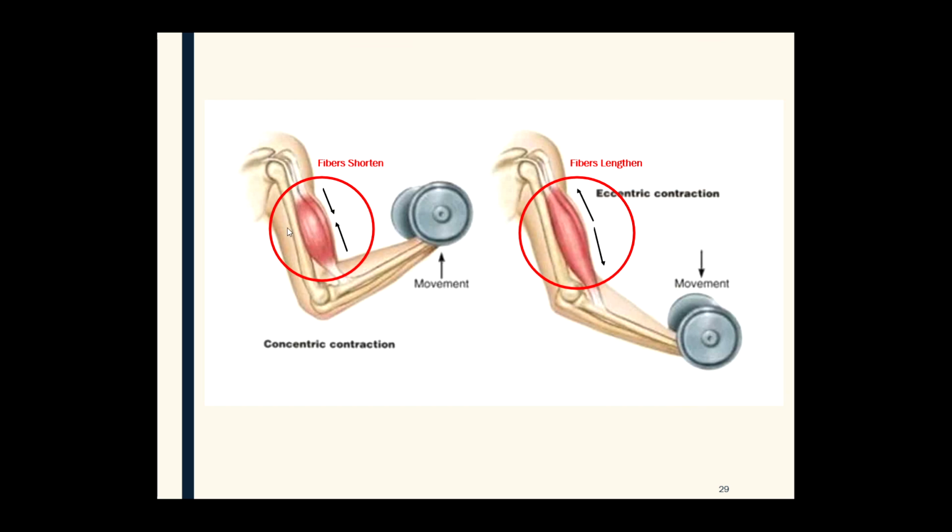Okay, so in an isotonic concentric contraction, the fibers shorten and we get movement. The joint's moving. Now, if you let that dumbbell down and you're still contracting that muscle as you slowly let that dumbbell down, you'll feel tension in your muscle, but the fibers are lengthening. That is an eccentric contraction.